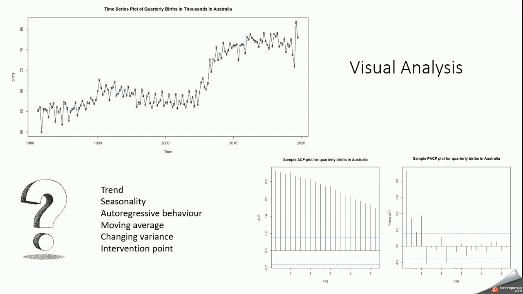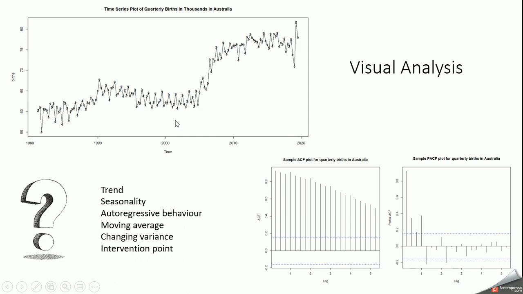First, let's do the visual analysis. Top left is my time series plot of this quarterly number of births in Australia. As we can see, there are very obvious seasonal patterns in the plot, with the fourth quarter often having a low number of births. Also, there is a very obvious upward trend in this plot.